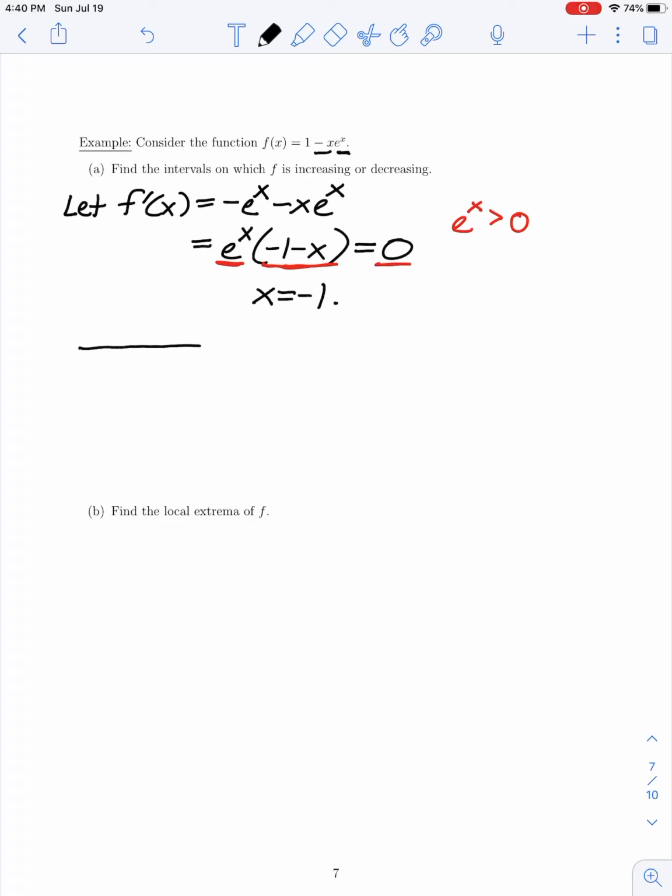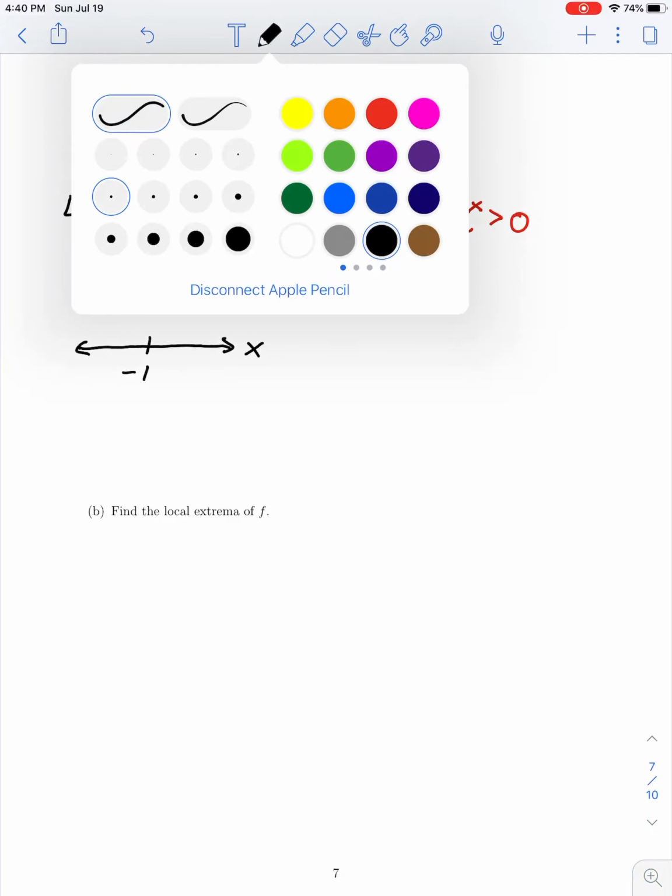So this critical value will partition the domain of our function, here all real numbers, into two subintervals: everything to the left of -1 or everything to the right of -1. And to determine where our function is increasing or decreasing, we'll choose test values of x in each of these intervals and determine the sign of our derivative.